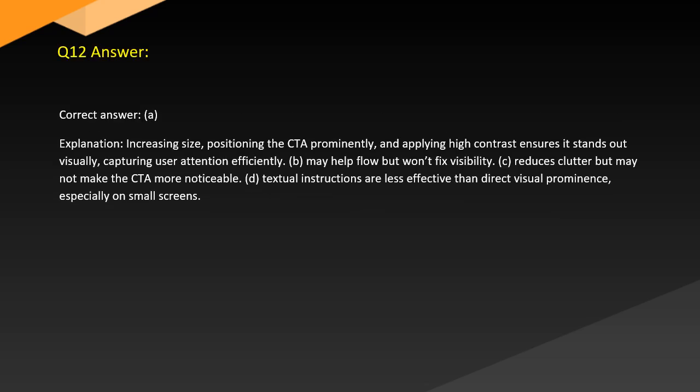Answer. Correct answer: A. Explanation. Increasing size, positioning the CTA prominently, and applying high contrast ensures it stands out visually, capturing user attention efficiently. B. May help flow but won't fix visibility. C. Reduces clutter but may not make the CTA more noticeable. D. Textual instructions are less effective than direct visual prominence, especially on small screens.